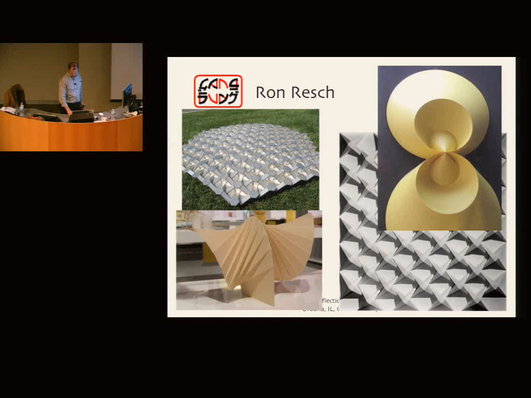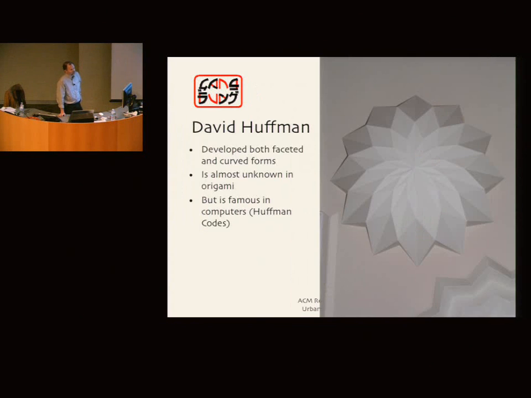One of his proteges was a computer scientist named David Huffman, who developed a lot of the mathematics of origami. Now, Huffman is not known in the origami world, but he's reasonably well known in the computer science world because he invented a thing called Huffman codes.